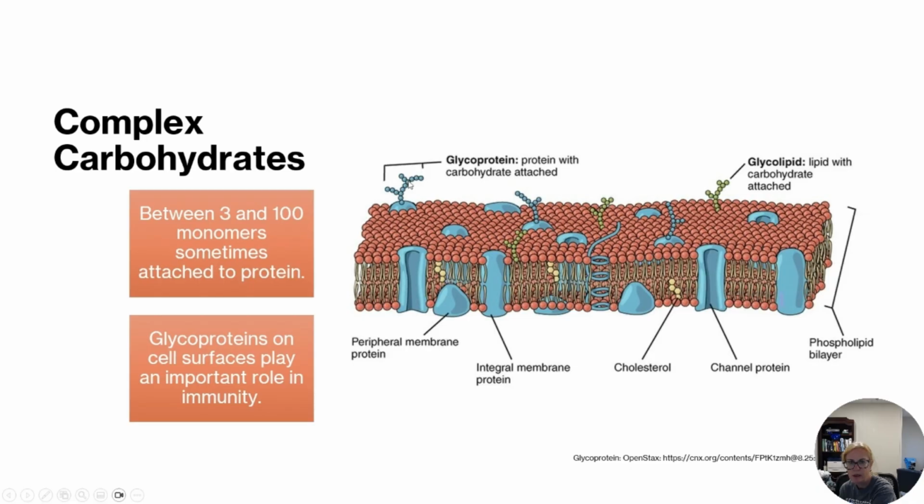Glyco means sugar, here attached to a protein embedded in the cell membrane. And they play an important role in immunity. So you can see how the sugar molecule is kind of extending from the cell membrane. They help with cell recognition or molecule recognition. So they pick up on certain things in the cells. So a cell will know whether what it has encountered is another friendly cell or whether it's an invader.